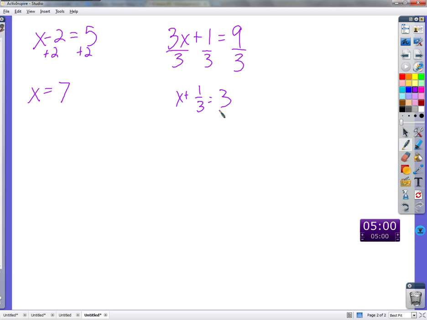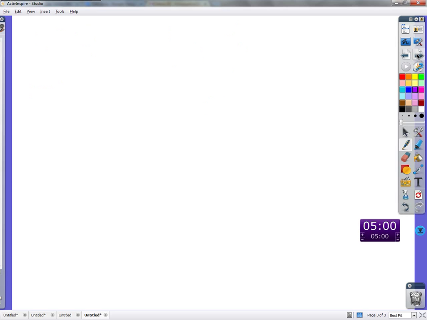Point being, though, you can't just divide that by 3, just the 3x by 3, and then be selective about that kind of stuff. You gotta divide everything on the entire side by 3. Alright, so let's get started into some equation solving, see where we are as a class.